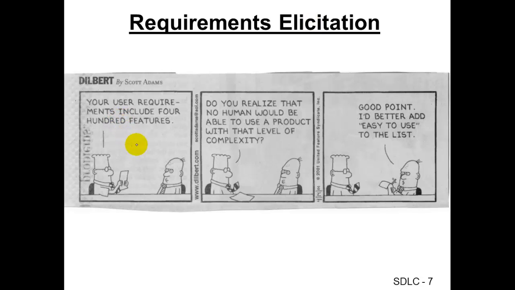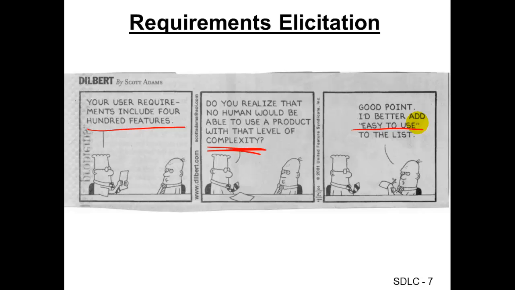Okay. In this Dilbert comic strip, it states that your user requirements include 400 features, like a long shopping list. And the statement says, do you realize that no human would be able to use a product with that level of complexity? This guy agreed and says, yeah, that's a good point. I'll add another requirement to the list, which is easy to use.